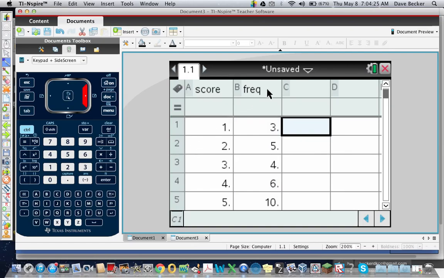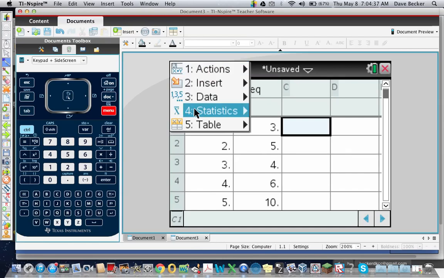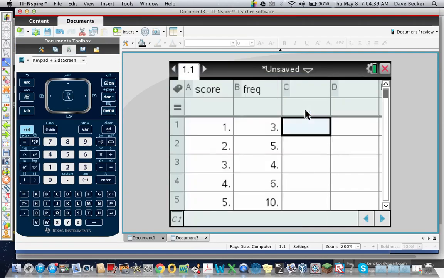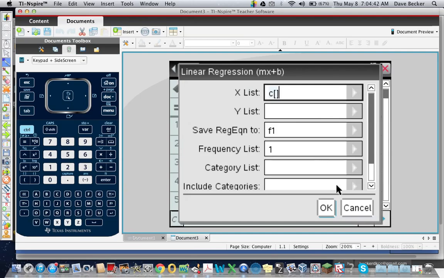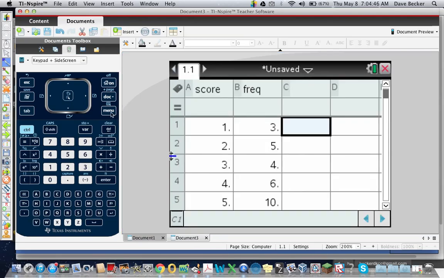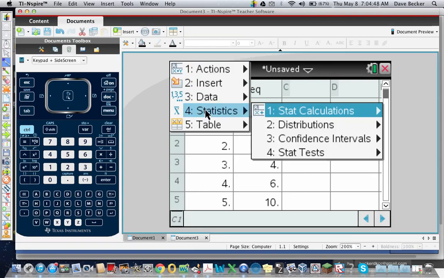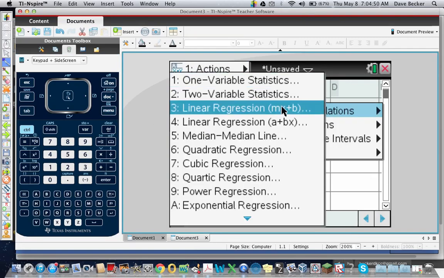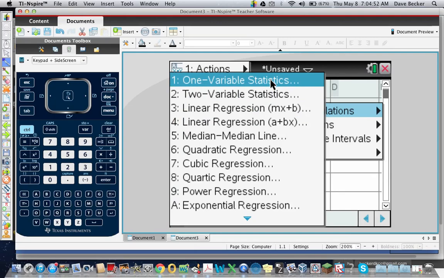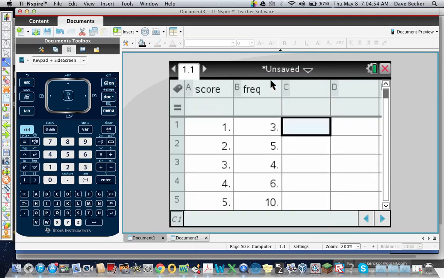Now, when you have a frequency, a lot of times we just have one set of data. But now we have the score and the frequency. So you have to remember to do something here. Menu, stats, stat calculations. Accidentally did linear regression. I don't want that. Menu, stats, stat calculations. One variable stats. We are always going to use one variable stats.